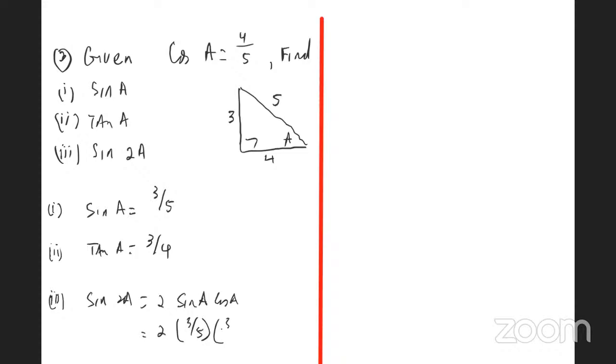Oops, I wrote the wrong one. 3 on 5 by 4 on 5. So when you work it out, you'll get 24 on 25. Sorry, 2 by 3 by 4 is 24, so 24 on 25. It wasn't supposed to cancel.